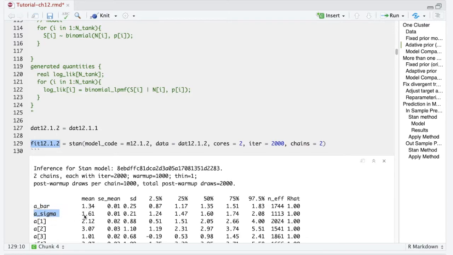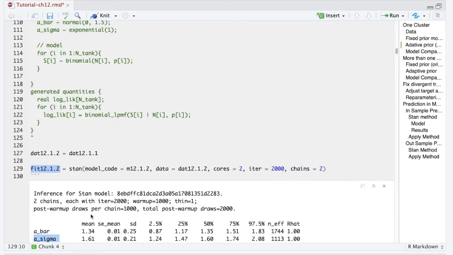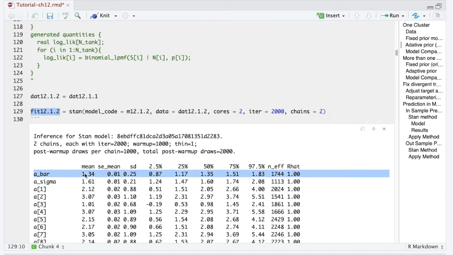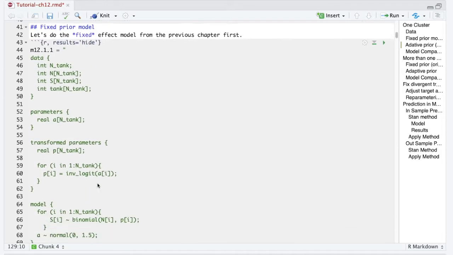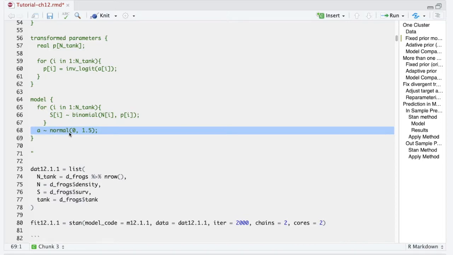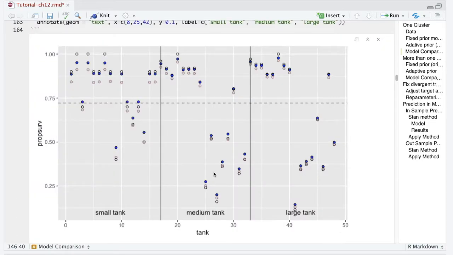After plotting the result, you can see that the estimated A bar is 1.34 and the estimated A sigma value is 1.61. So the adaptive prior for A is normal(1.34, 1.61). In comparison, the fixed prior we set is A follows normal(0, 1.5). So this fixed prior underestimates the A bar value and the A sigma value. This plot shows the posterior results from the fixed effect model and the adaptive effect model, along with the raw data.